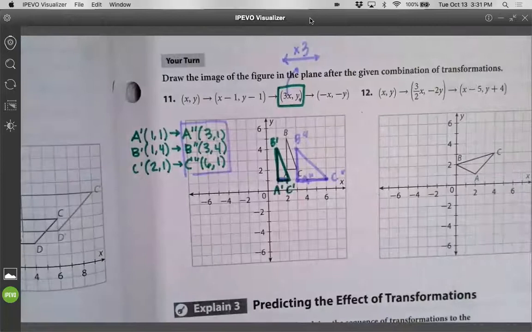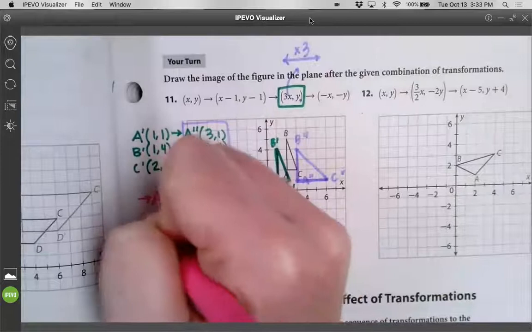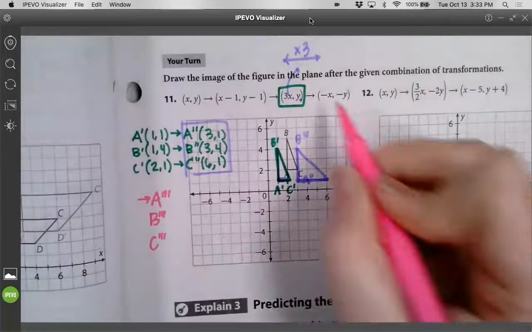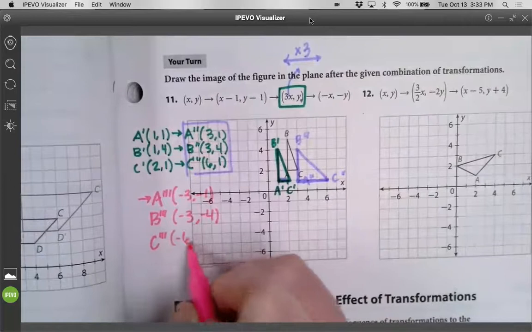Finally, we're going to do negative x comma negative y. So I'm going to do that down here. A triple prime, B triple prime, C triple prime to go ahead and set that up. I'm just going to change both of my signs. So 3, 1 becomes negative 3, negative 1. 3, 4 becomes negative 3, negative 4. 6, 1 becomes negative 6, negative 1. And then we can plot those.